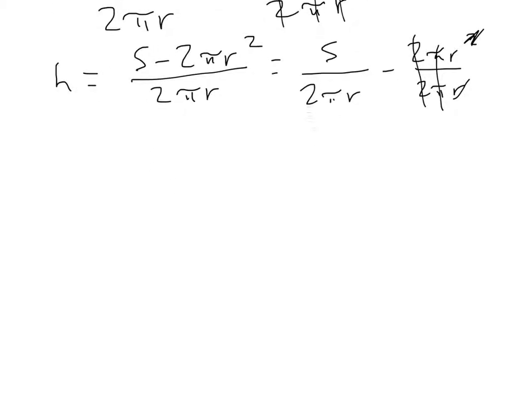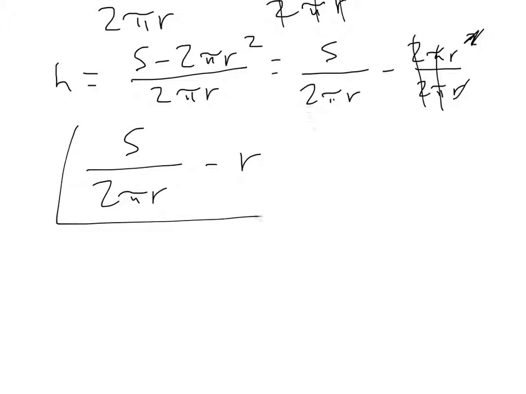From here, we would change it to s over 2 pi r minus, the only thing we have over here is r now. Okay, but this fraction, like I said, it has a pi in the denominator. There's not really much we can do about that. That's probably fine. So just leave it like that. That's probably how you'll see the answer.